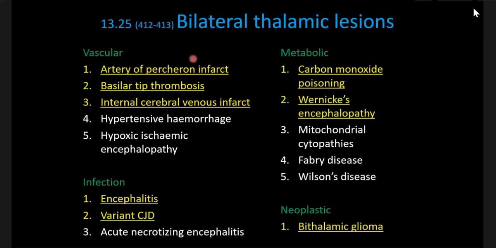Another differential diagnosis in your book is bilateral thalamic lesions. You will see that there is a bit of overlap between the two. But there are some conditions in which both of these findings are seen together. Carbon monoxide can cause this. Internal cerebral venous infarct can cause it. This is important for the exam. This is important for the exam. And Wilson's disease can also be like that.